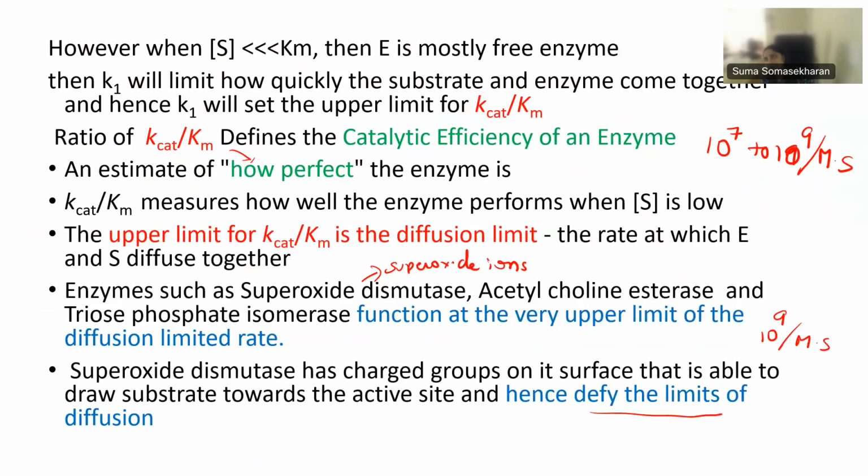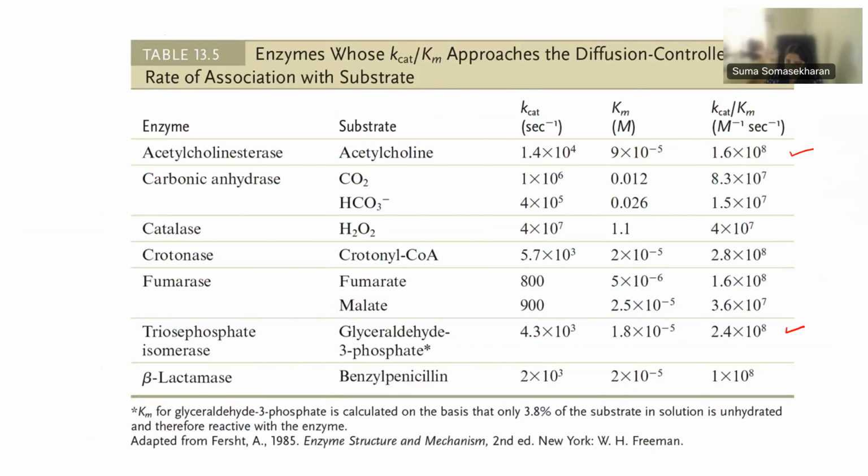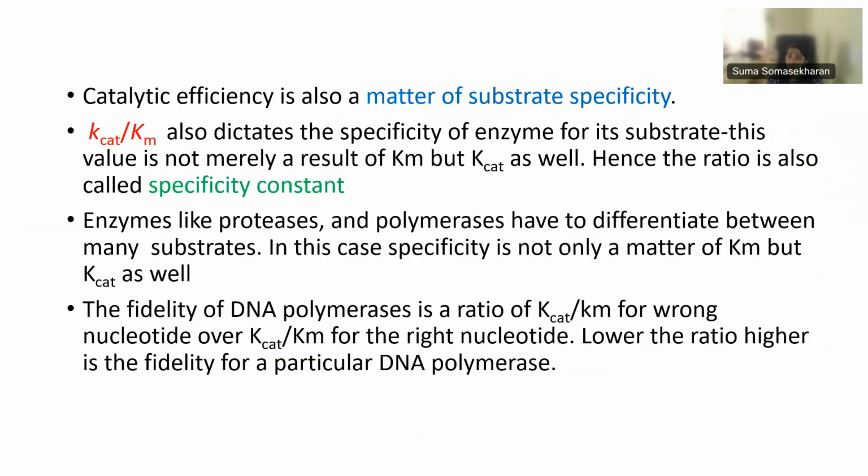The way superoxide dismutase does that is that it has charge groups on the surface of the enzyme, which pull the substrate towards the active site. So the Kcat over Km determines catalytic efficiency and tells us how perfect a particular enzyme is. Now, perfection in terms of the rate is not the only thing that catalytic efficiency determines.